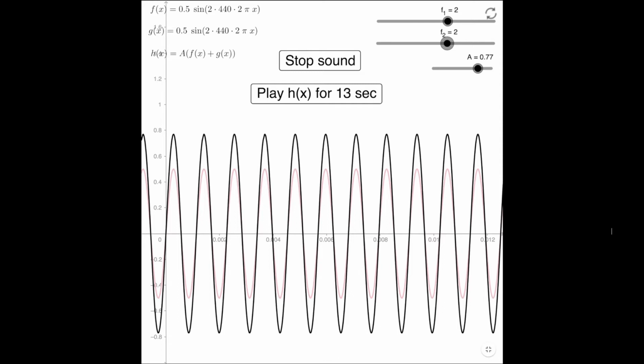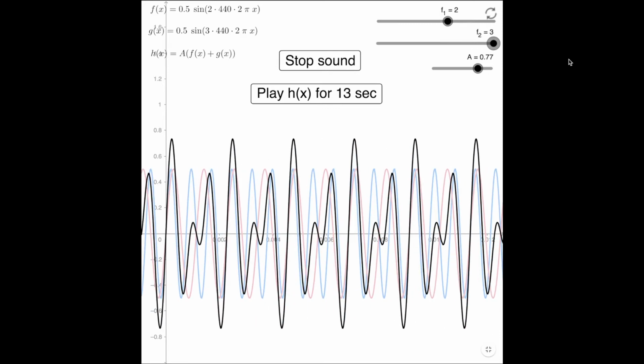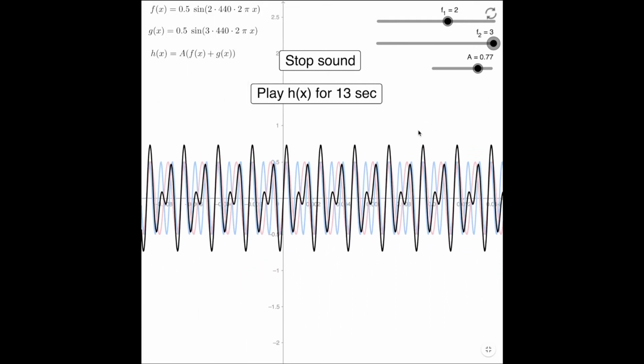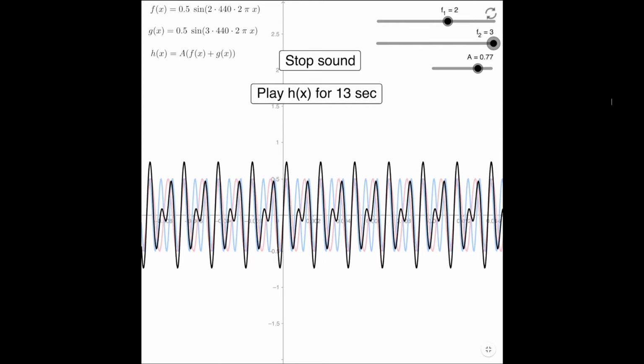The consonants we've been talking about has a ratio of 2 to 3. So every 2 waves of the lower note, there's 3 waves of the higher note. The superposition of 2 waves with that ratio of frequencies, it looks okay. It's not as simple as a sine wave, but still, it's a pattern. It's got its shape that repeats every so often.